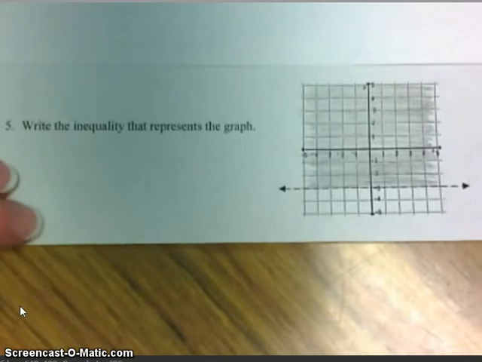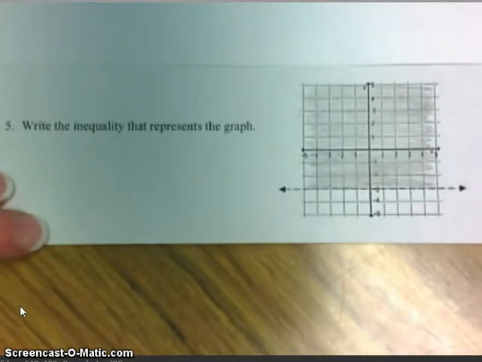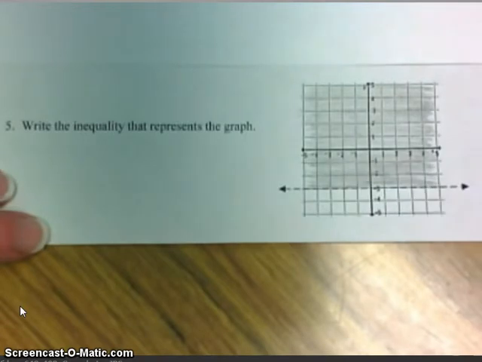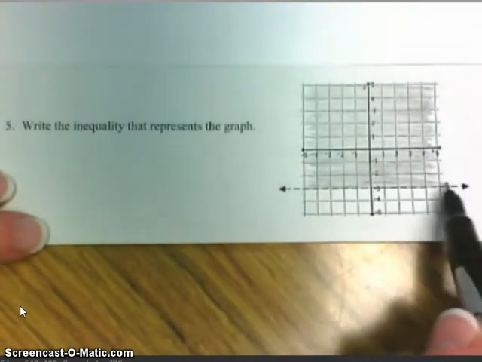The last question on the Graphing Inequalities quiz, question number 5, gave you an illustration of a graph and wanted you to write the inequality. Now there are multiple things you have to take into consideration when you write the inequality. You have to decide what type of line you've got. Is it greater than? Less than? Greater than or equal to? Less than or equal to? Based on dotted or solid.